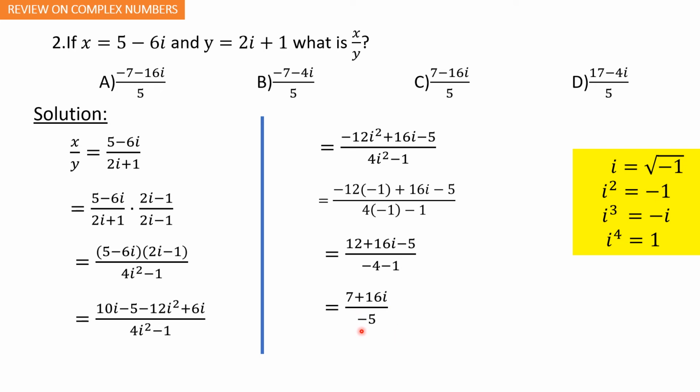So we're not yet done kasi meron pa tayong negative sign dito sa baba. I-divide natin. Positive 7 over negative 5. We got negative 7. And then, positive 16i divided by negative 5, magiging negative 16i na siya over positive 5.